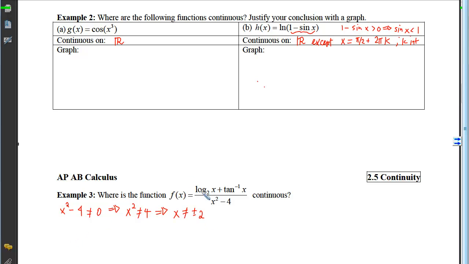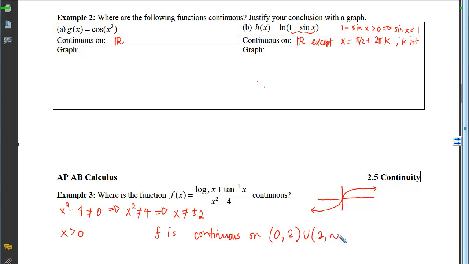We also see up here that we've got a log. Well, logs require that the insides always be positive. Tangent inverse, if you remember your graph of tangent inverse, looks like a tangent turned on its side, and it never has a problem. You never have to pick up your pencil. So this one, the domain is all reals. So if we put all of this together, we know x has to be positive and it can't be 2. So our continuity starts at 0, continues on to 2, and then picks back up again from 2 to infinity.